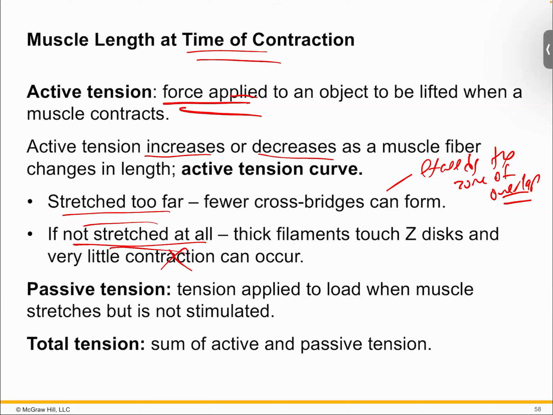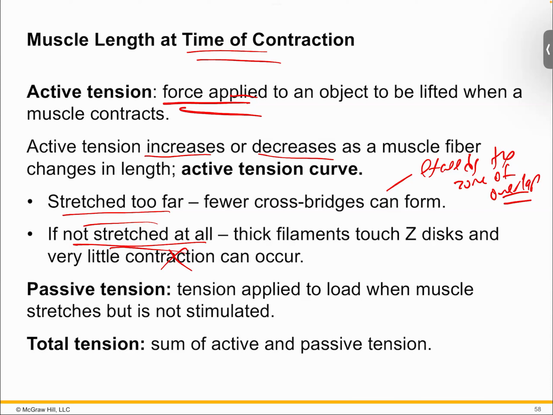So a passive tension is basically when there's a tension applied to a load, when you have a stretched muscle, but it's not a stimulation. I'm trying to think of a good example of a passive tension. It's like when you put a tension on something, like during stretching or something like that.